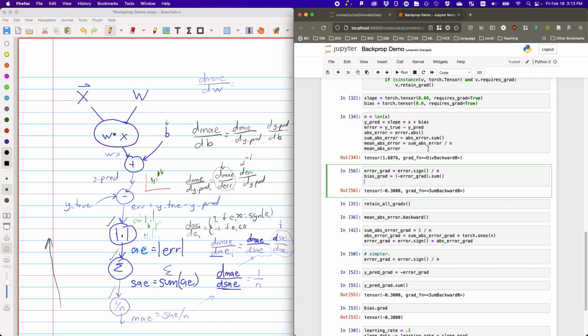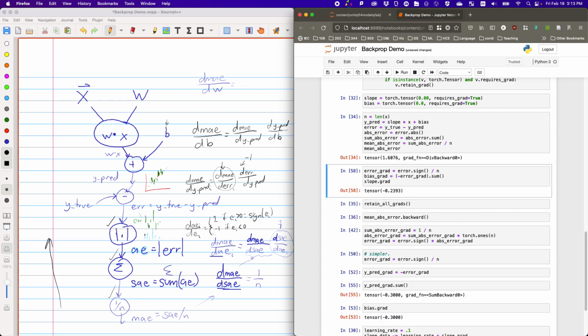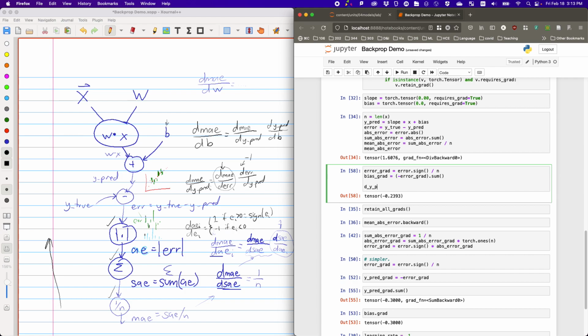What is the slope grad? Well, slope.grad is negative 0.2. Where did that come from? Well, how does each one of these slopes change? So the slope, how much does ypred change with respect to the slope? Well, it depends on what the corresponding x was.